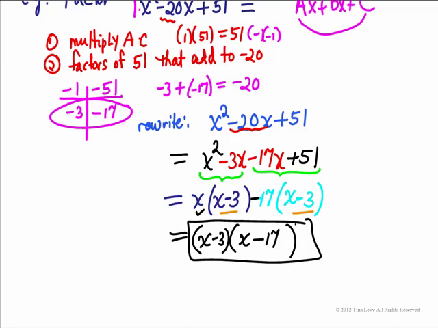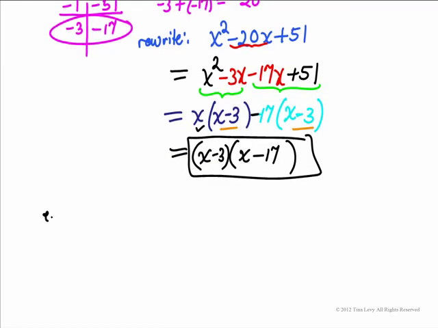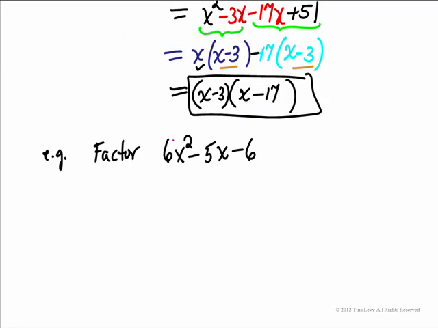This method not only works with x squared, it's going to work even if there's a coefficient on x squared. So as an example, let's factor 6x squared minus 5x minus 6. This does not have a 1x squared, but we're still going to use that AC method. Multiplying a times c means the coefficient of x squared times the constant. So our first step is ac, which becomes 6 times negative 6, which is negative 36.